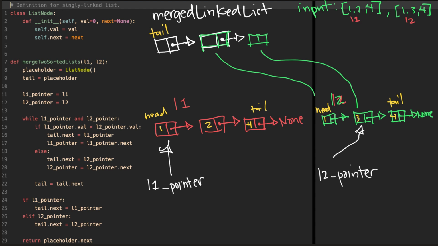this node. And following that, we're going to set our tail equal to tail.next. So our tail is currently here. We're going to set it to tail.next here.